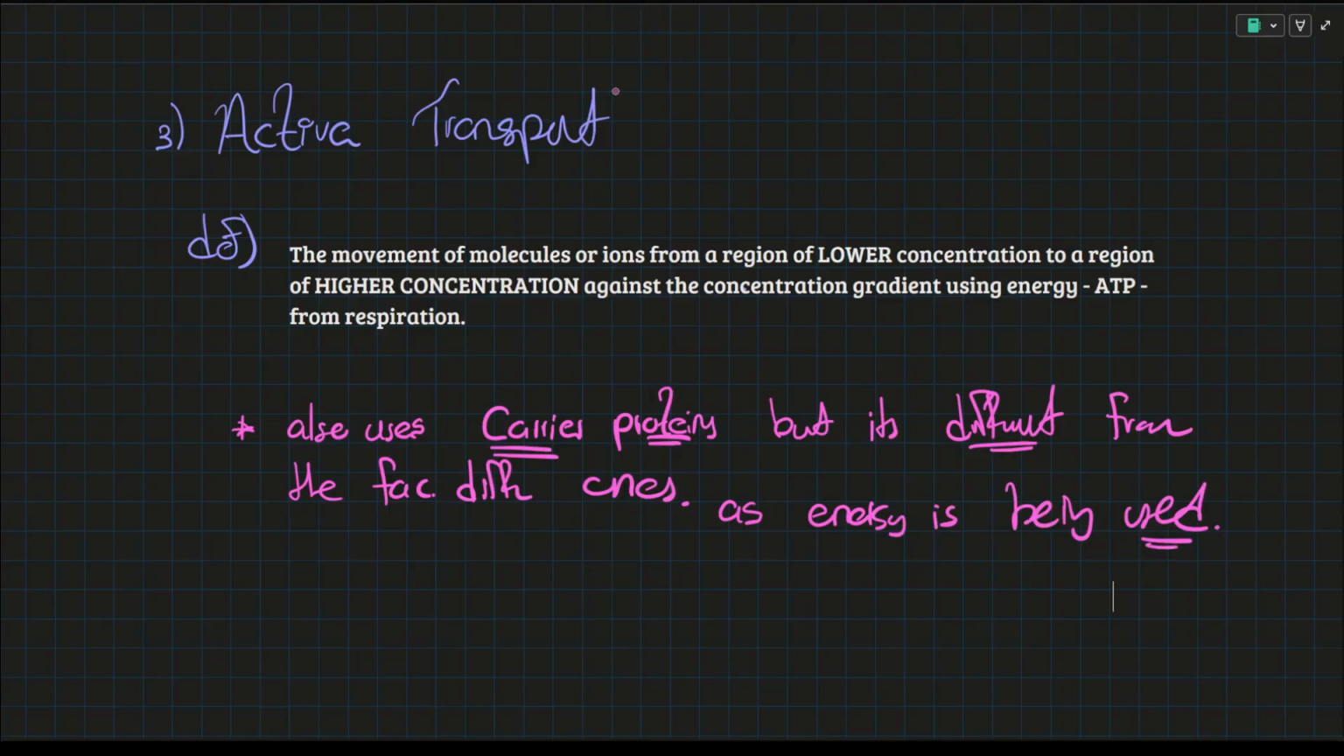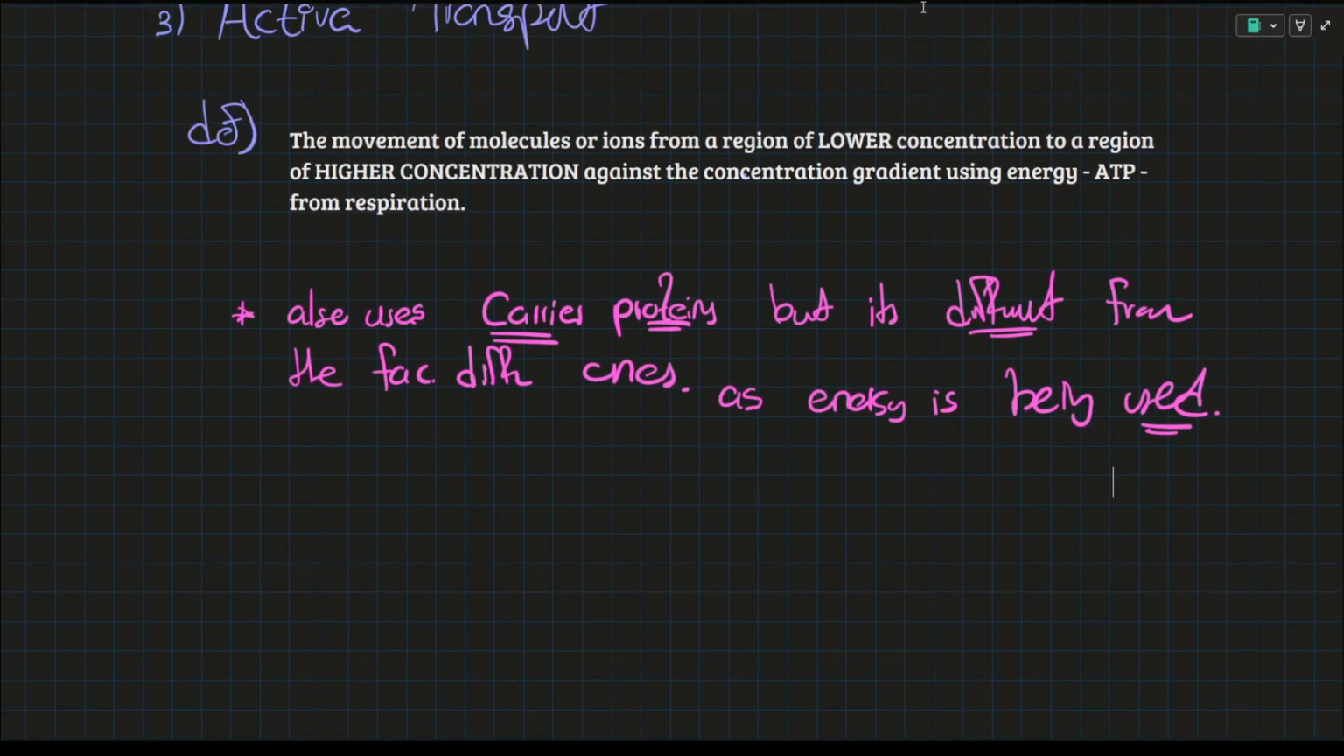For facilitated diffusion, we had carrier proteins, but did we use any form of energy? No. Diffusion is a very passive form of transport. Passive means we don't want energy. But here, we're talking about active transport. We clearly need energy.